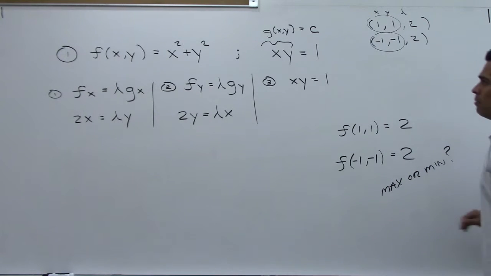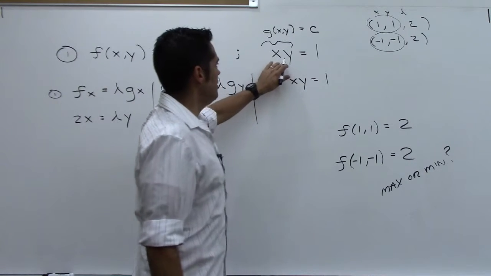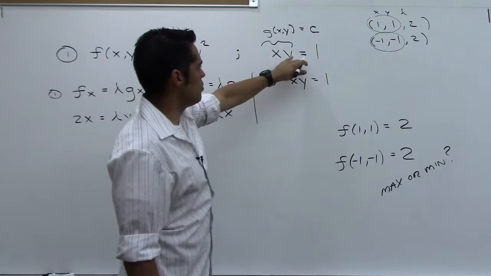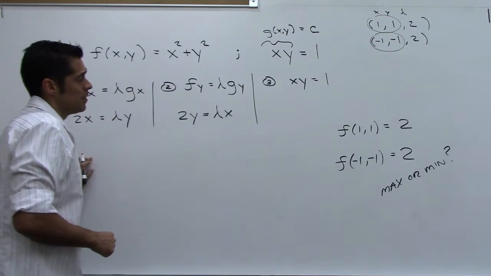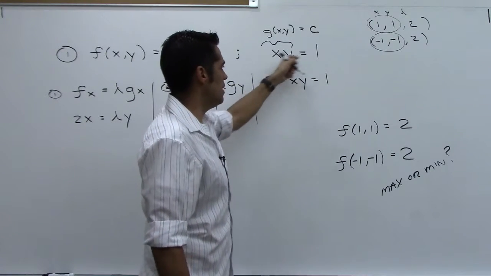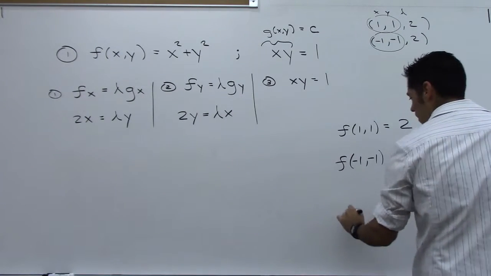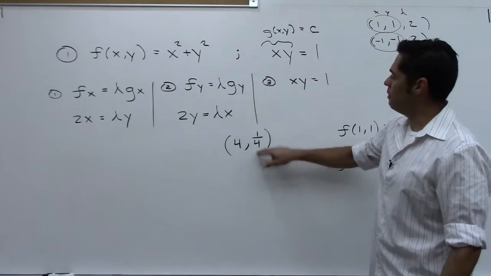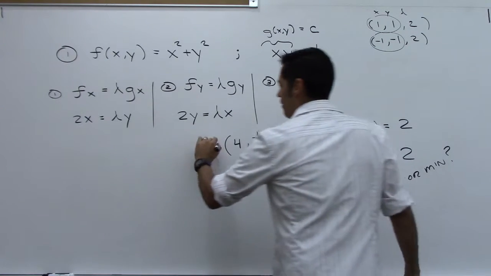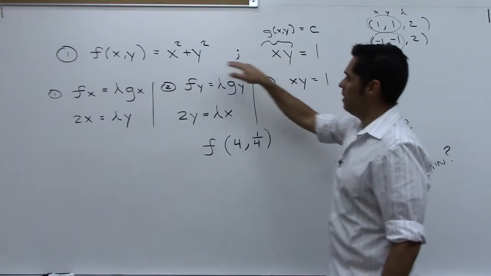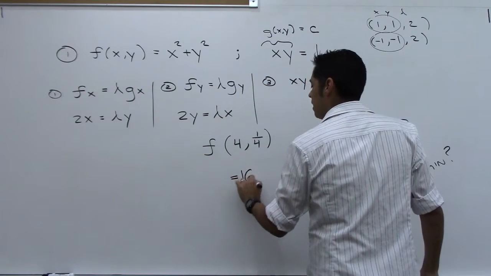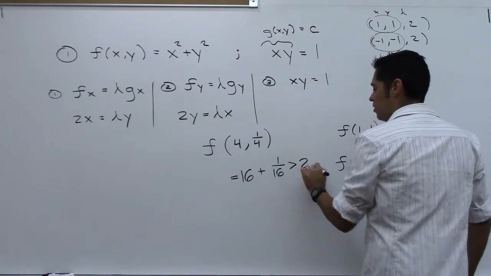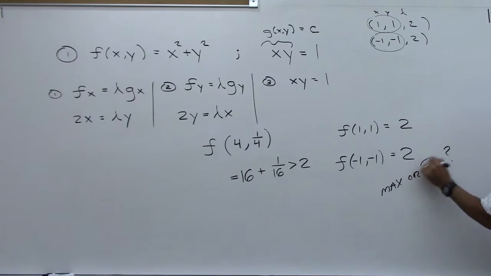What I can do is find any other point that lives here, or any other x and y value that makes this true, plug it in here and see if it's bigger or smaller than 2. So let me just come up with two numbers that will give me 1 here. How about 4 and 1/4? If I do 4 for x and 1/4 for y, I get 1. Now what is f of that? So this point lives here. Plug it in here, you get 16 plus 1/4 squared, which is 1/16. That's definitely bigger than 2. That means that these have to be minimums.